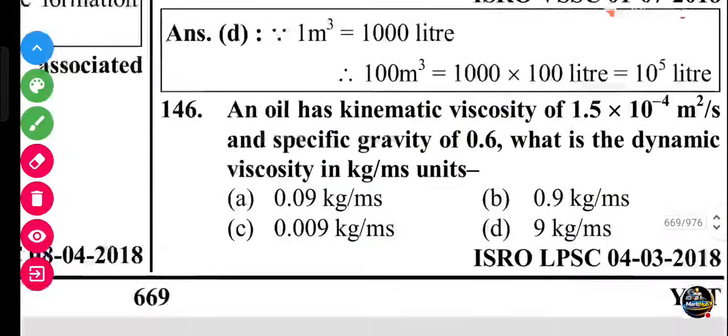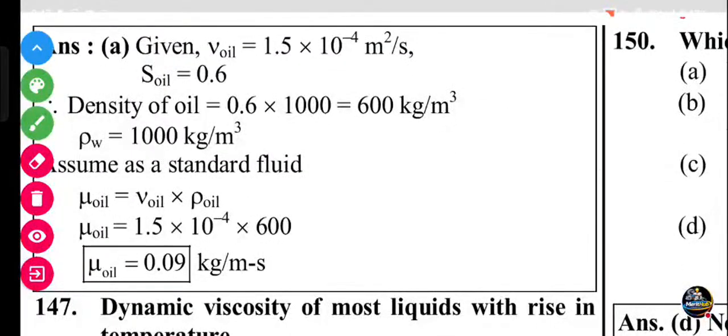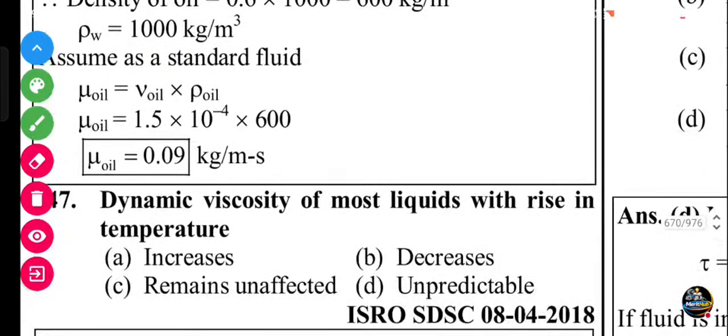Let's check the calculation. Here is the calculation. The answer is 0.09 kg per meter second.